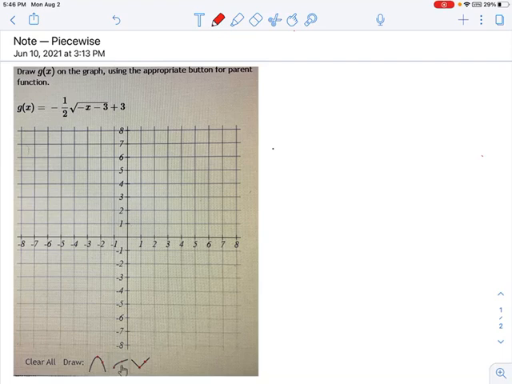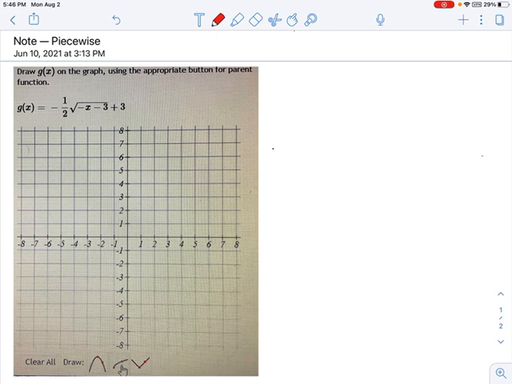So we're getting to the end of this unit. Just hang on a little longer. Now we're at the point where I'm just giving you an equation, and it's got some ugly stuff in it, and I'm saying just draw it. So we're still going to go in steps, thinking through what's happening in this function.